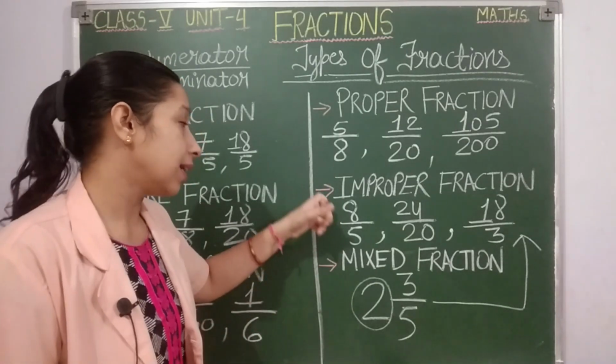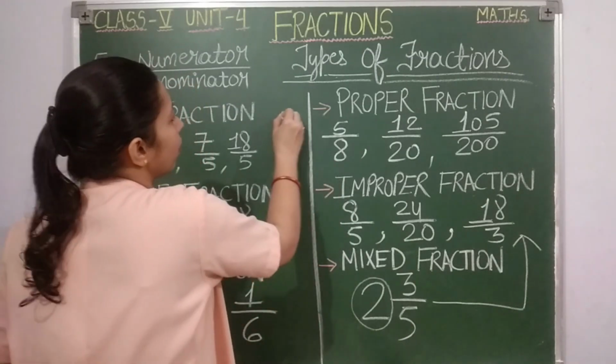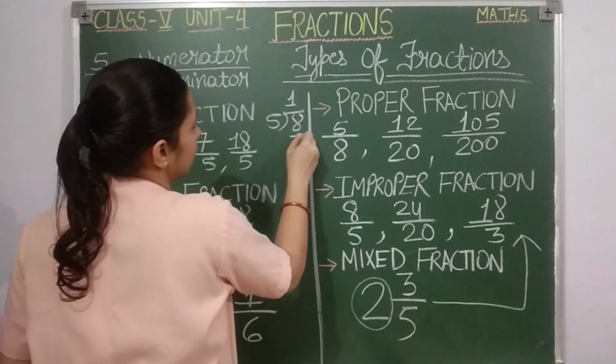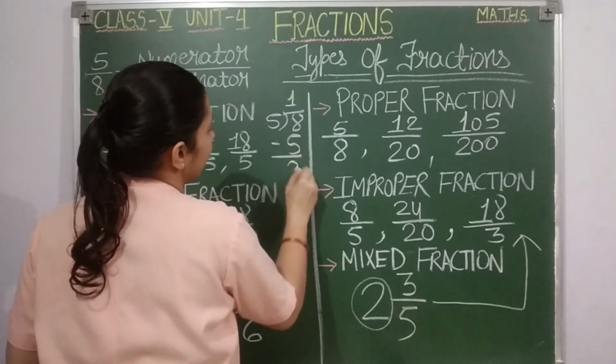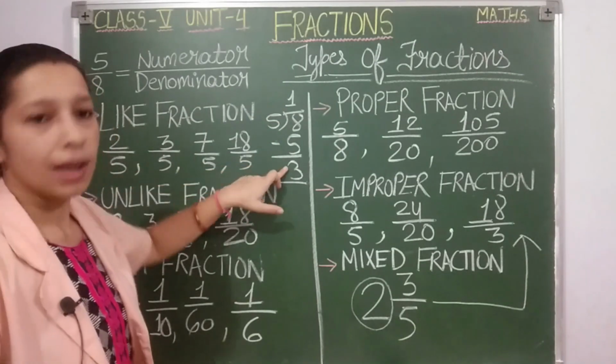Now let us discuss this same topic for improper fraction. Can I divide 8 with 5? Look, 8. 5 ones are 5. 6, 7, 8. So students, here my quotient is 1 and remainder is 3.